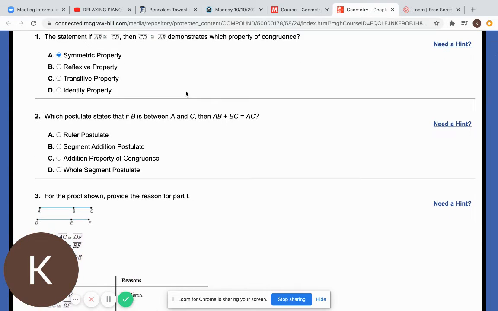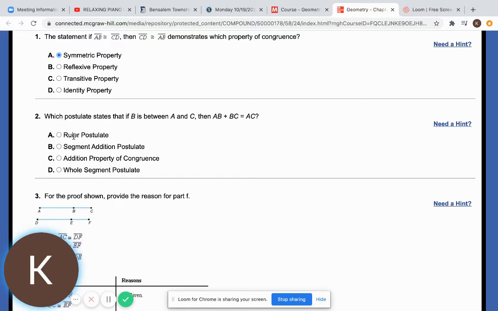Which postulate states that if B is between A and C, then AB plus BC equals AC? Let's just say you have A right here, then you've got B in the middle, and then you've got C all the way on the end. So the distance from A to B, and then from B to C, equals the total distance from A to C. Is it the ruler postulate?